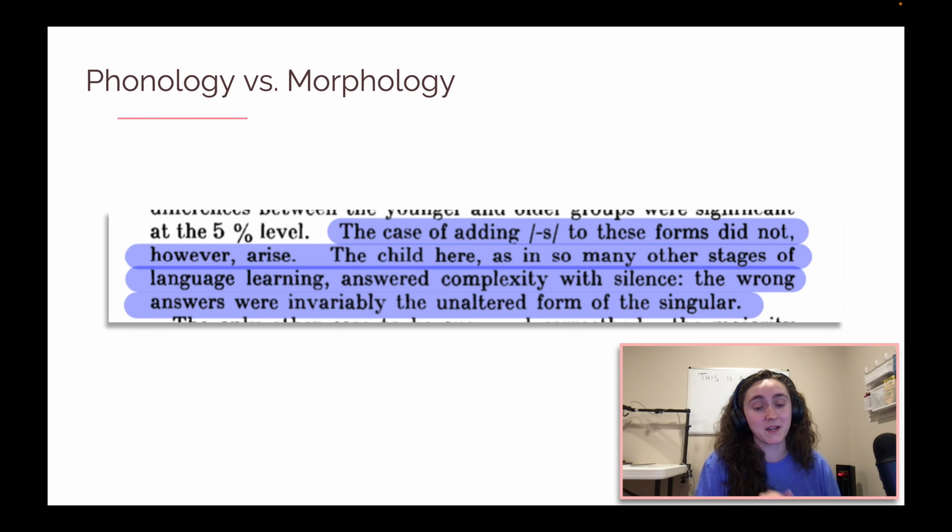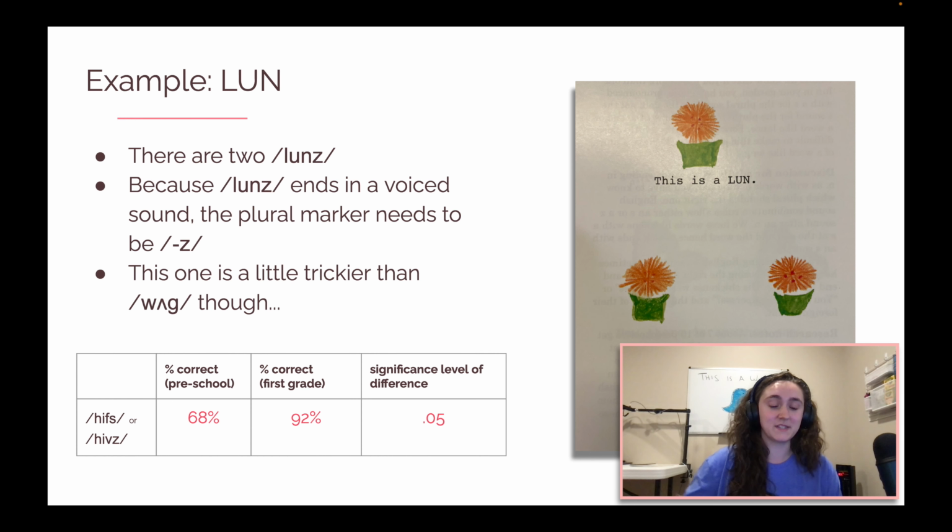The wrong answers were invariably the unaltered form of the singular. So if we go back to the chart, we said that 68% of preschoolers got this right, 92% of first graders. So the question is, okay, the children that didn't get it right, did they do what we were saying they might do and pick the wrong version of the ending? No, they did not do that. They just said loon again, and they didn't actually come up with a new thing if they didn't know the correct answer.